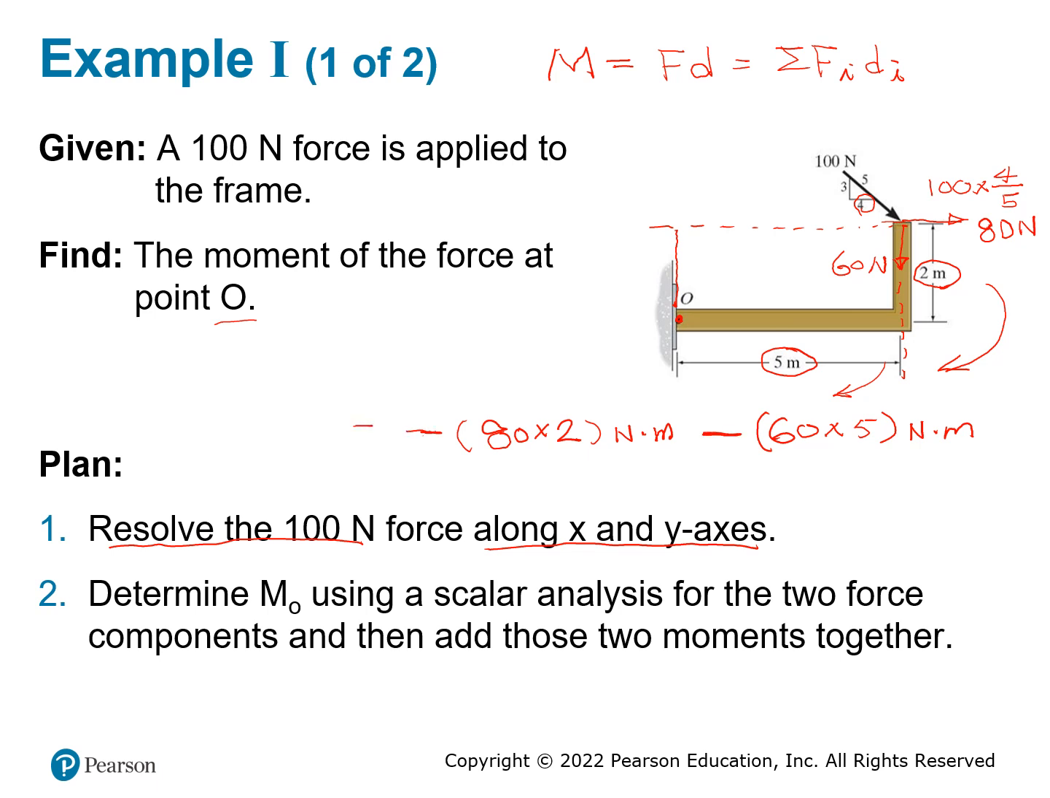And this summation is going to be the moment with respect to the point O. So the net moment is going to be minus 160 minus 300 Newton times meter, and that is equal to minus 460 Newton meter. And that is the net moment, and the direction is going to be clockwise.